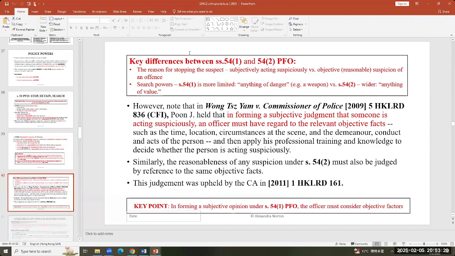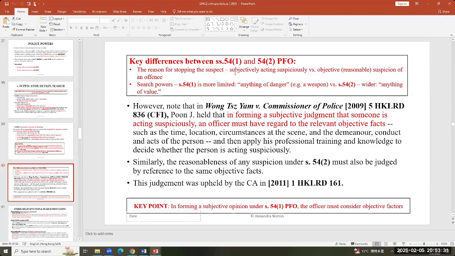What is the difference exactly? Subsections 1 and 2 are different in their reason for stopping the suspect. Subsection 1 is a subjective test: does the officer think that this person is acting in a suspicious manner? Whereas subsection 2 is an objective test: do they reasonably believe that this person has committed an offense?